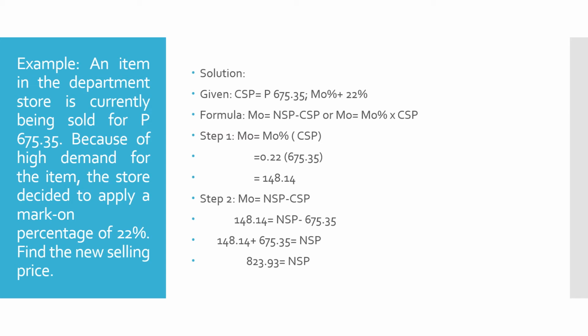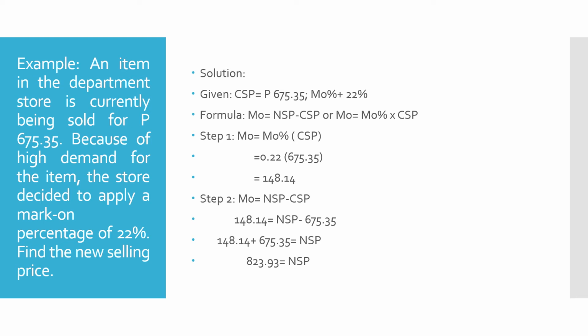When we speak about mark-on, so ito yung idinadagdag natin na another profit pa aside from the markup kasi nga mayroong demand for the product. So, now from the given example, tingnan natin yung mga given. So, we have the current selling price of 675.35 and we also have the markup percentage that is equal to 22%. By the way, hindi yun plus sign ha, it should be equal.